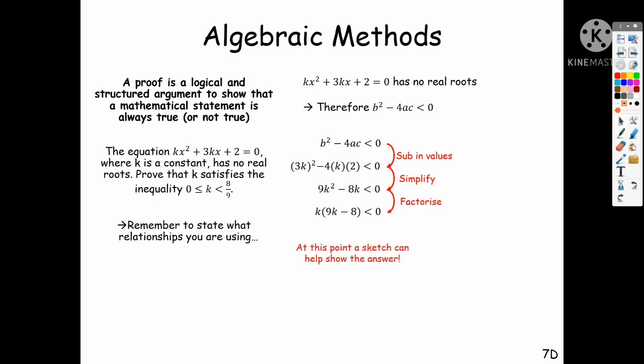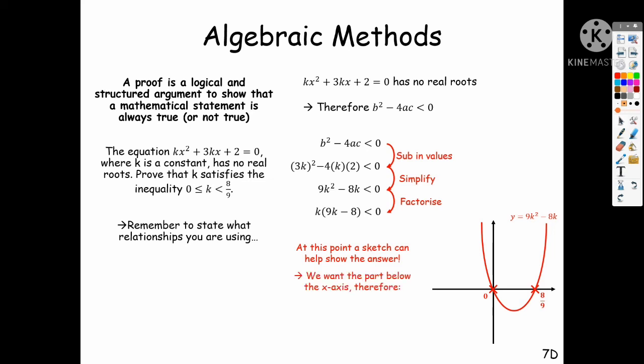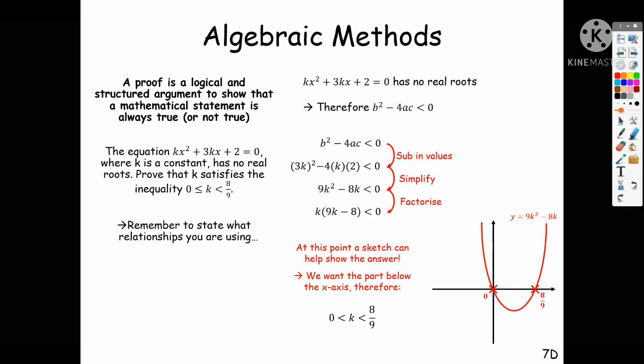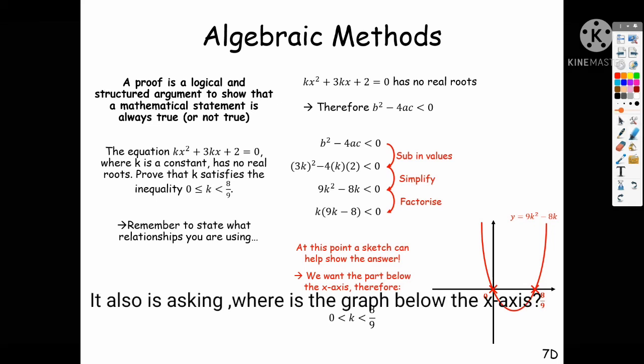At this point, a sketch can help to show the answer. So 0, 8 over 9, and we can put the equation of this curve. We want the part below the x-axis, therefore 0 is less than k, which is less than 8 over 9. Remember, with quadratic inequalities, we are looking for where the graph is below the axis, and that will be here, in this region. So I have one single inequality, which is precisely what we were looking for up there.